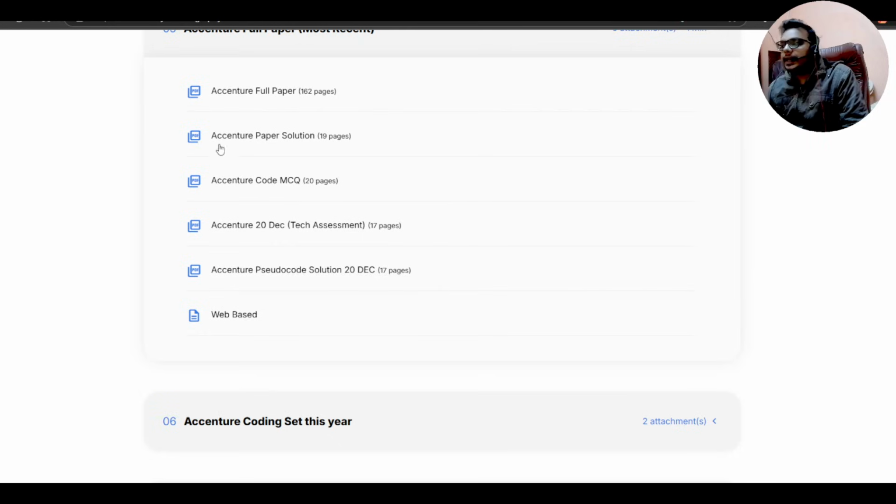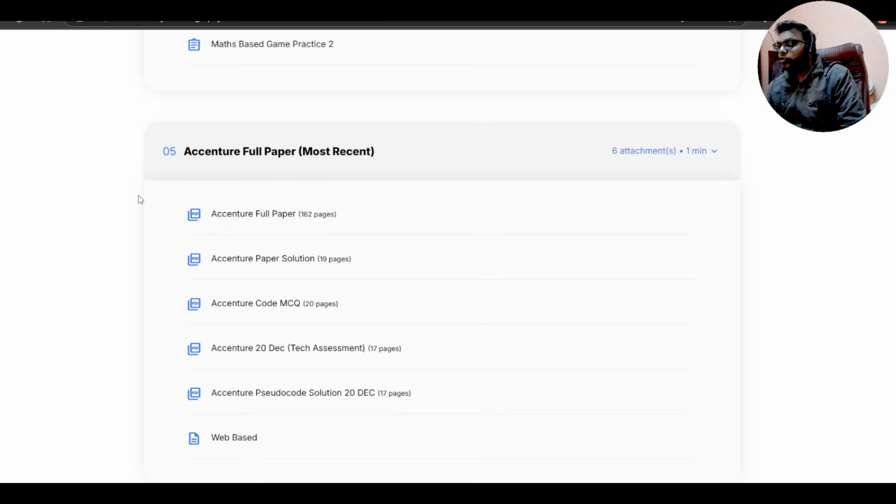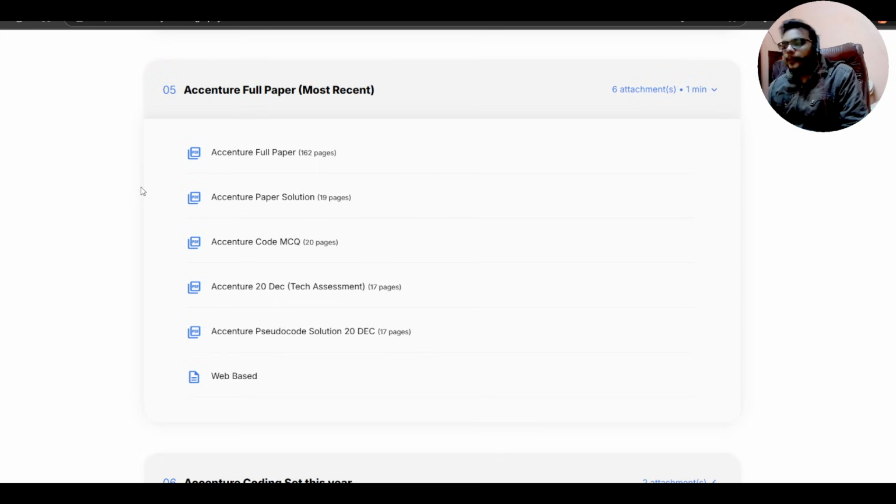You will be separately getting the Accenture theory paper question solutions. Also, the actual paper of Accenture you will get in the mock test, so that you can prepare for it, because most of the time they are repeating the questions. Many questions you may get in the assessment are repeated.